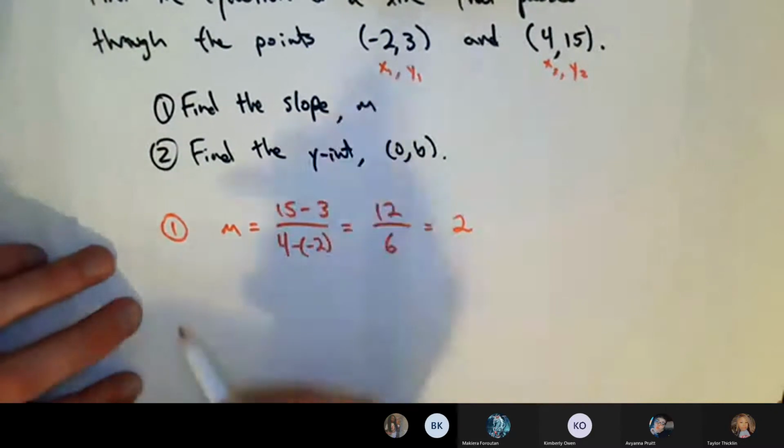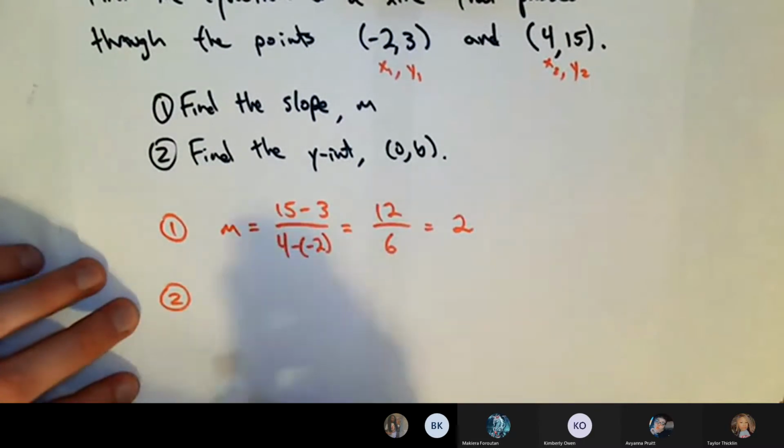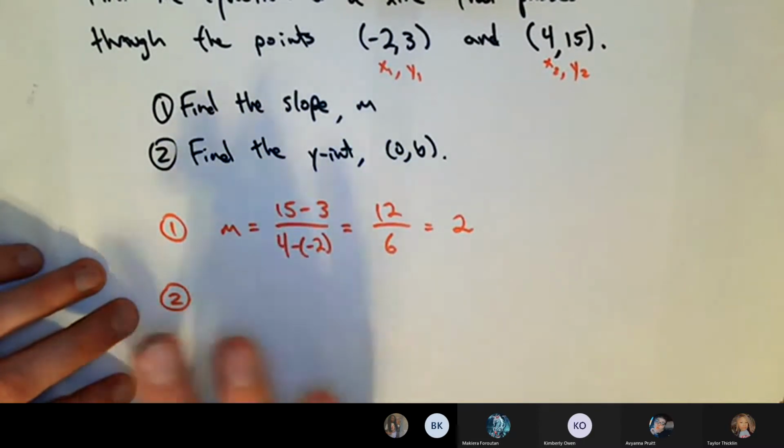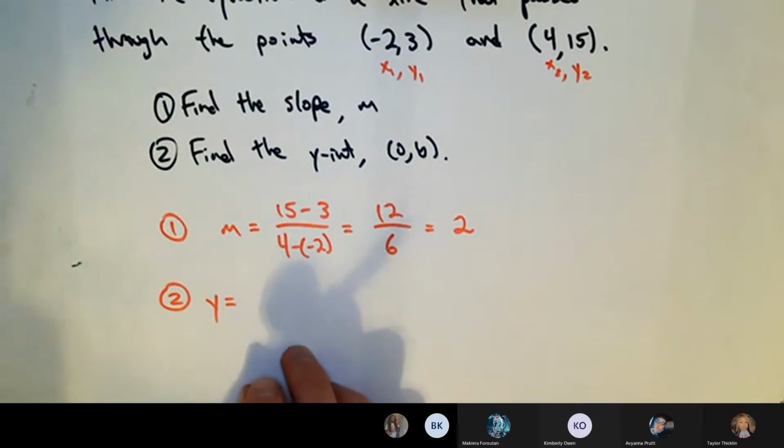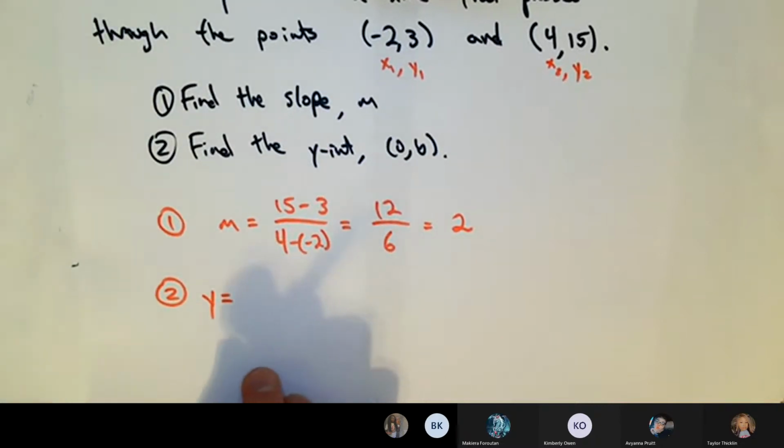All right, so here we go. Step 2. Find the y-intercept. Where are we in our equation right now? We have y equals, sorry, hang on. My phone is going crazy.